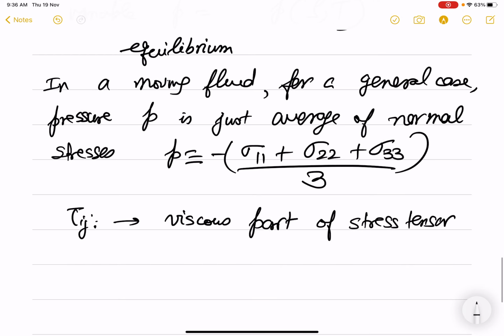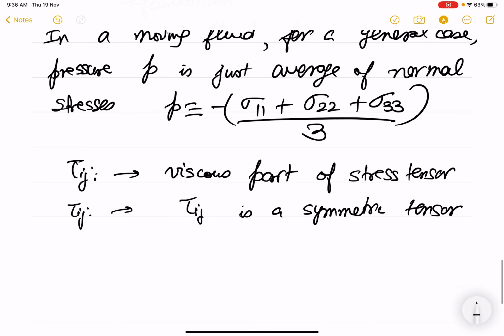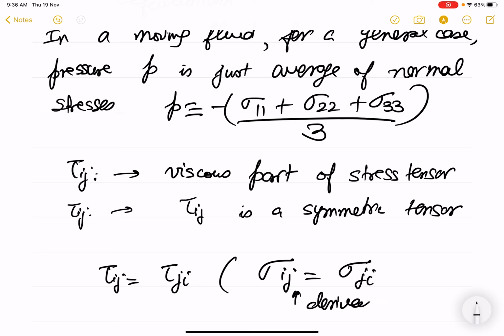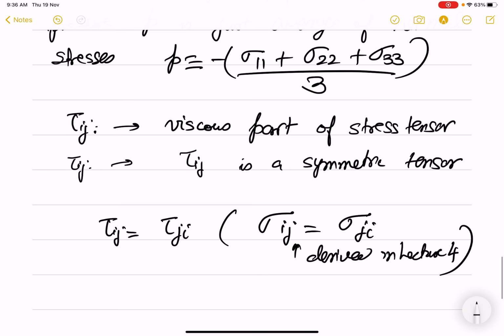Now, are there any properties of tau ij we could think of? Well, if you refer back to lecture 4, we showed that, in fact we showed it for sigma ij, it is a symmetric tensor. And this we got, if you recall, from the moment balance on an element. That means tau ij is equal to tau ji. Actually, what we had got was sigma ij is equal to sigma ji. This was derived in lecture 4. But since tau ij in the non-diagonal terms is the same as sigma ij, this is what we have.